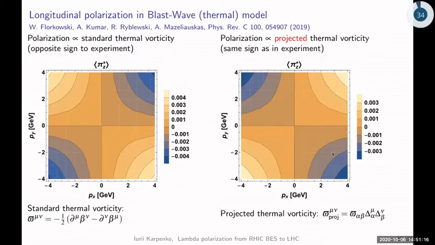The other result connected to this is the polarization in the thermal or blast wave model. What was proposed is that if you compute polarization according to the standard thermal vorticity, on the left, then the sign is opposite to the experiment. But if the polarization were proportional to the so-called projected thermal vorticity, which is expressed at the bottom of the slide, then the polarization would flip sign and would actually match the sign in the experiment.